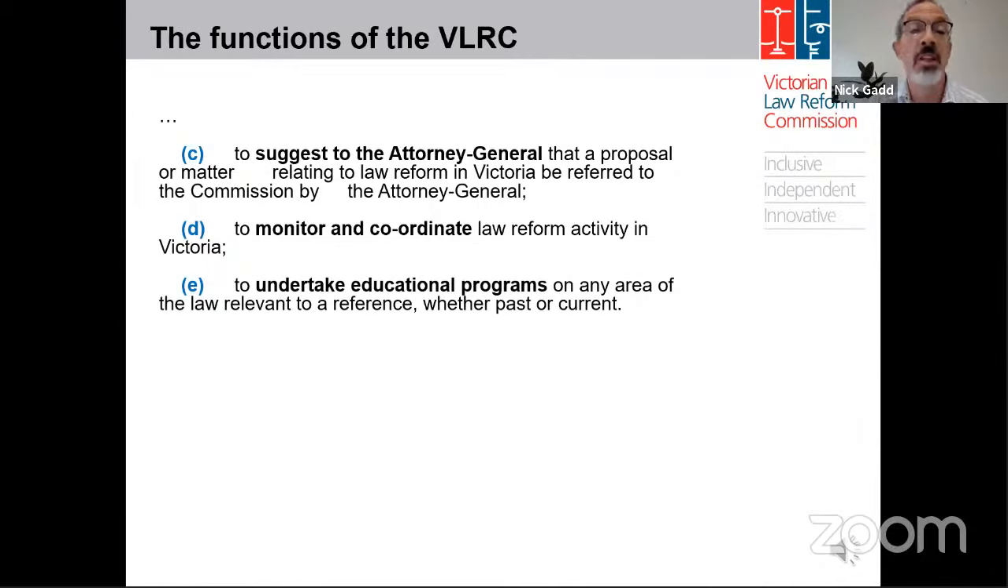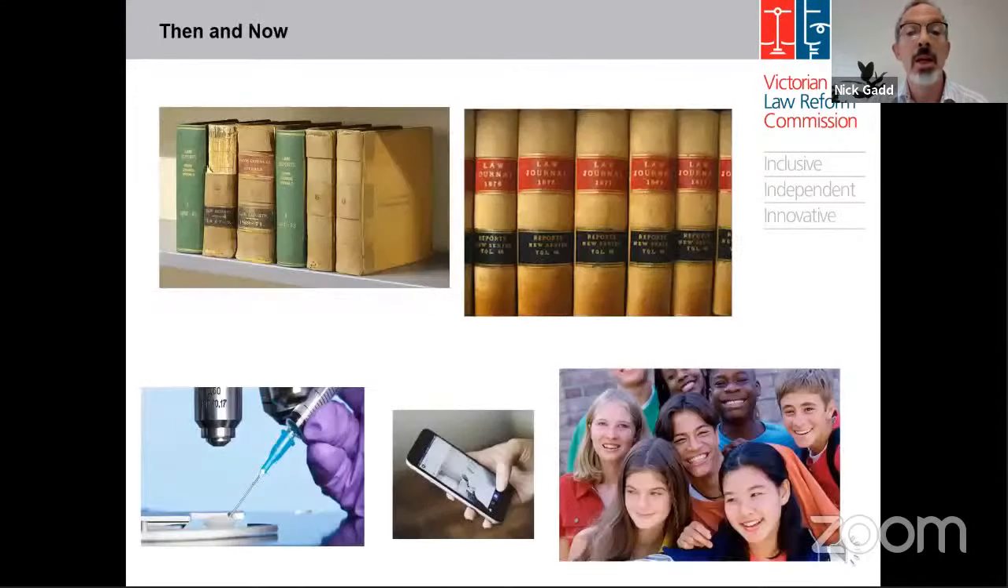So those 5 things are our functions, A, B, C, D, E. Students do need to be aware of all of those. There may be a question on them.